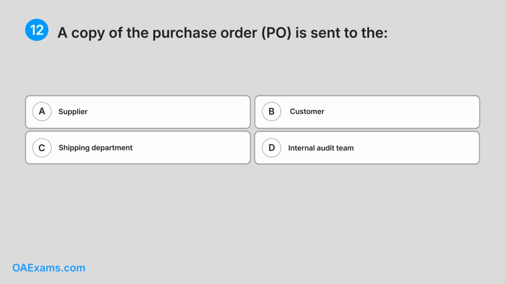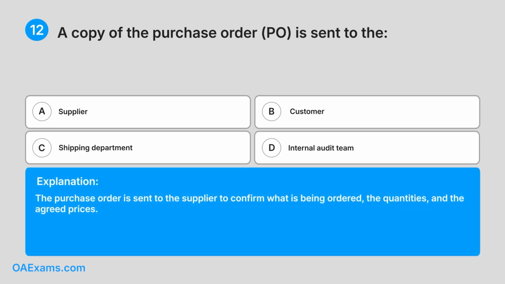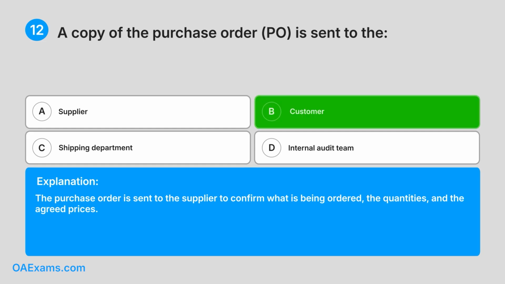12. A copy of the purchase order is sent to the: A. Supplier. B. Customer. C. Shipping department. D. Internal audit team. What do you think is the answer? Correct answer: A. Supplier. Explanation: The purchase order is sent to the supplier to confirm what is being ordered, the quantities, and the agreed prices.